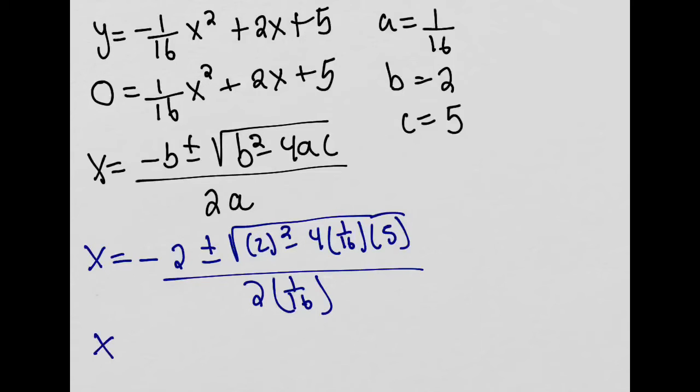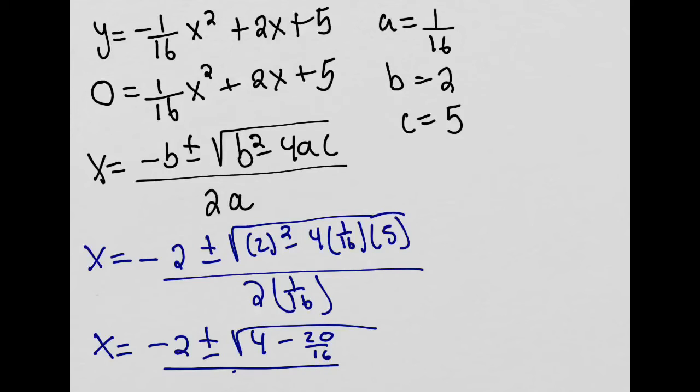Let's go ahead and simplify as much as possible. Negative 2 plus or minus the square root of what? What is that? 4, right? Minus 4 over 16. Well, let's do 4 times 5, which is 20, right? So we have 4 times 1 is 4 times 5 is 20 over 16, all over 2 over 16. Running out of space here. Okay, so now we have to do this.